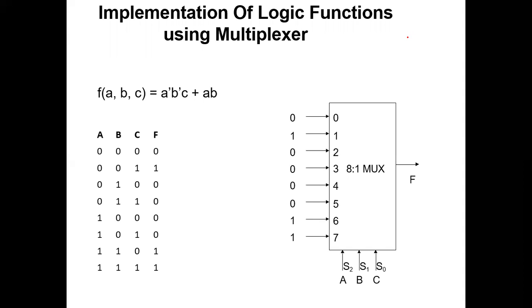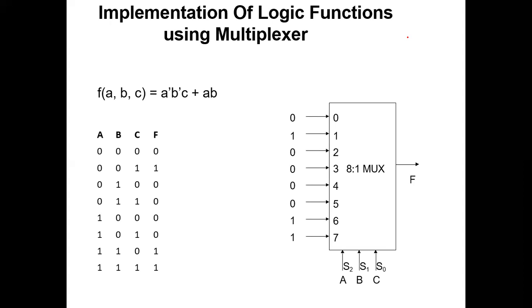Then, the main advantage of mux and demux is the implementation of logic functions using a multiplexer. For example, f of a, b, c is equal to a bar b bar c plus ab. We are giving the inputs A, B, C, and for these particular input combinations the output will be 1. For example, for input 7, triple 1, that 1 is connected to the output.